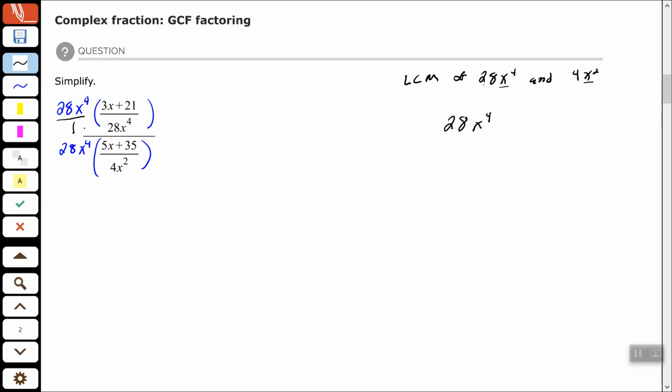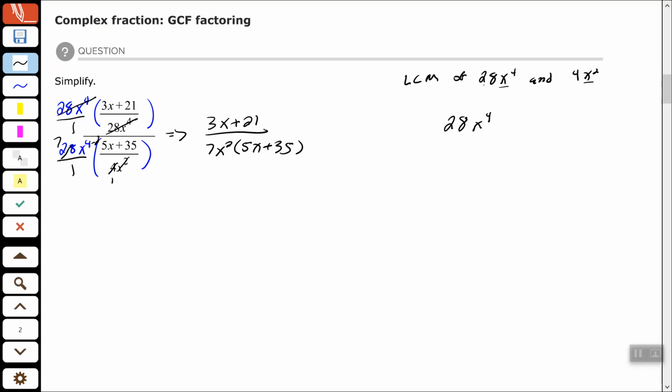All right, so for this first one here, for the top fraction, the 28x to the fourth cancels completely out, and we end up with 3x plus 21. And then for the bottom fraction, we have to simplify. They won't cancel completely out, but we can simplify. 4 will go into 28 7 times. And then x squared and x to the fourth, using your quotient rule, we'll subtract 2 from that 4. So 7x squared, and then times the 5x plus 35.